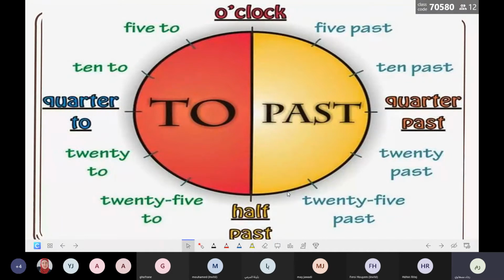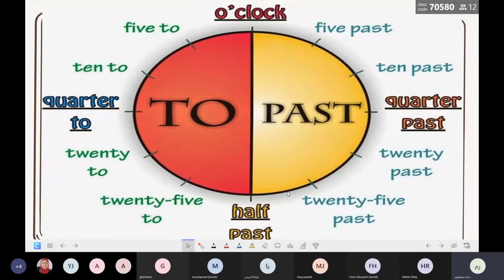So if you have 15 minutes, it's called quarter. If you have 30 minutes, it's called half. And we have the clock, of course.